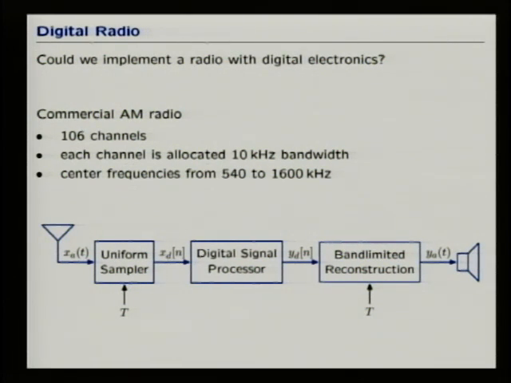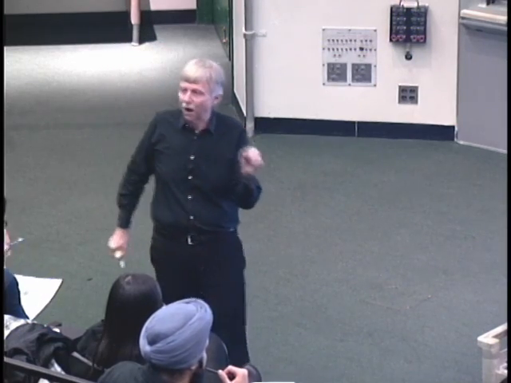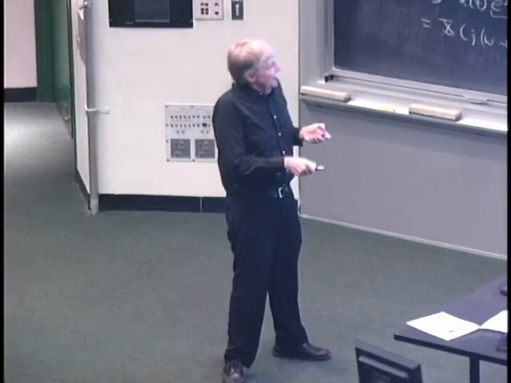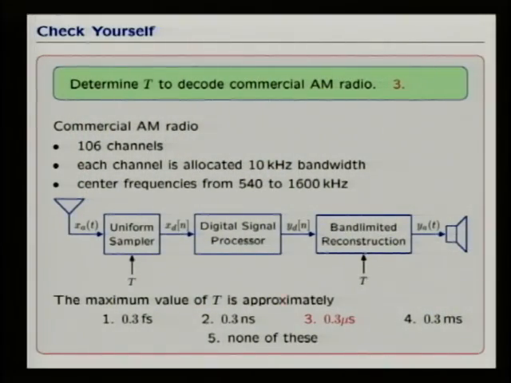So this is, you know, the last two lectures, how you do this. Now all we do is we put a particular algorithm in there and we've got a radio. That's the idea. The key to being able to do that is whether or not you can build that sampler. So what would be the required sampling time in order to make a digital radio? And since I'm running out of time, I'll just tell you that the important thing is sampling. It's what we did last time.